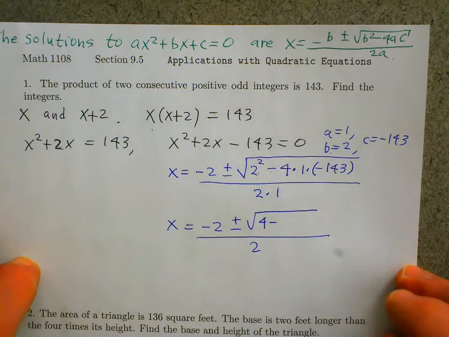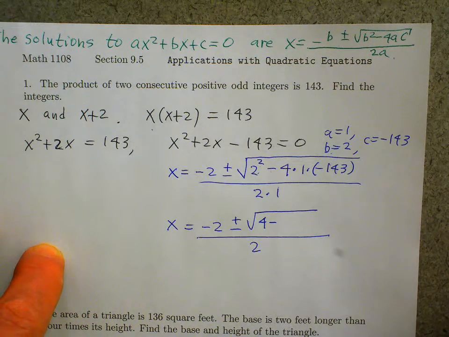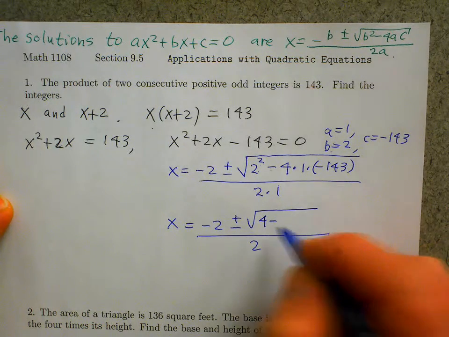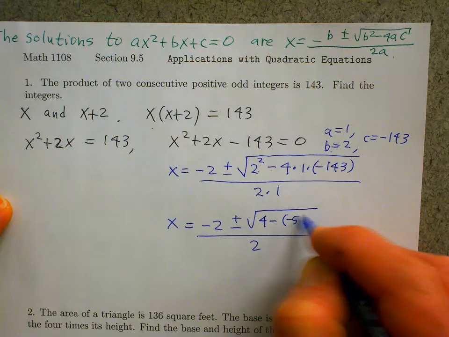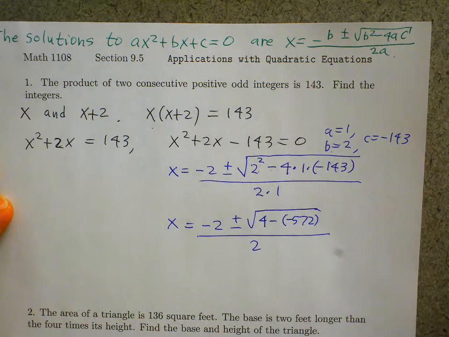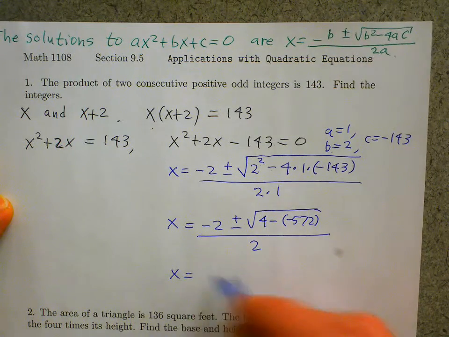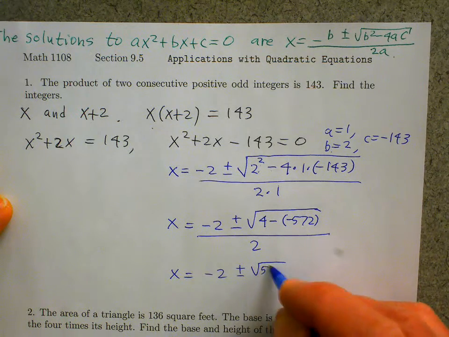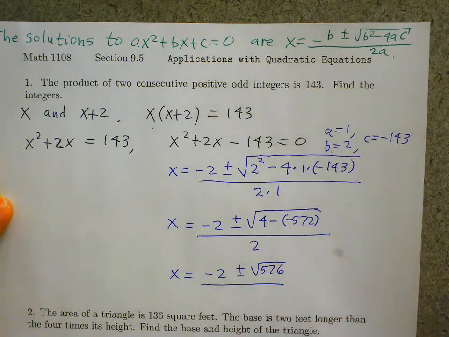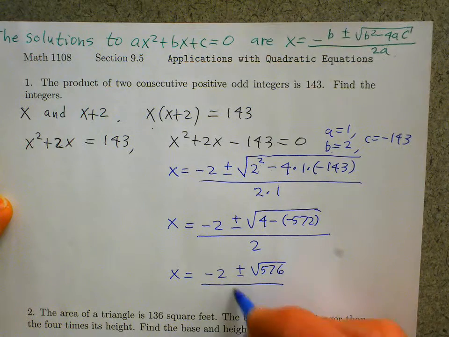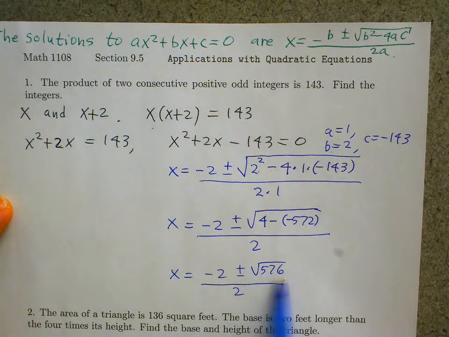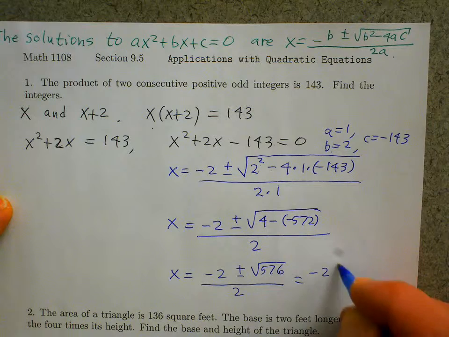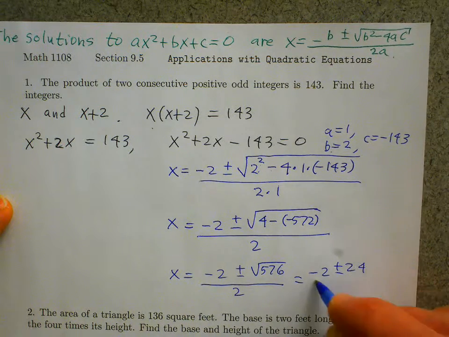is how much? 572. So we're subtracting negative 572. Then negative 2 plus and minus the square root of 576. 4 minus negative 572 is 576, divided by 2. The square root of 576 is 24. So negative 2 plus and minus 24, divided by 2.